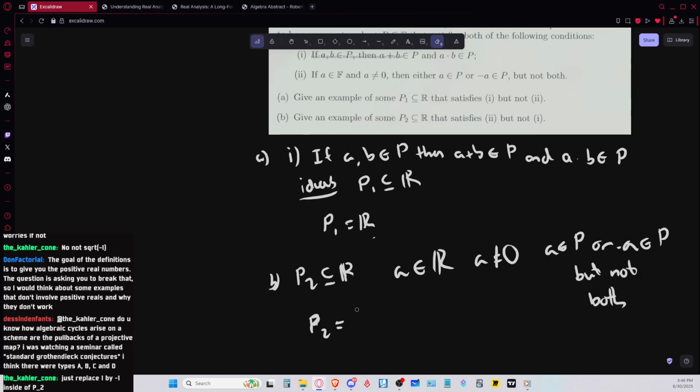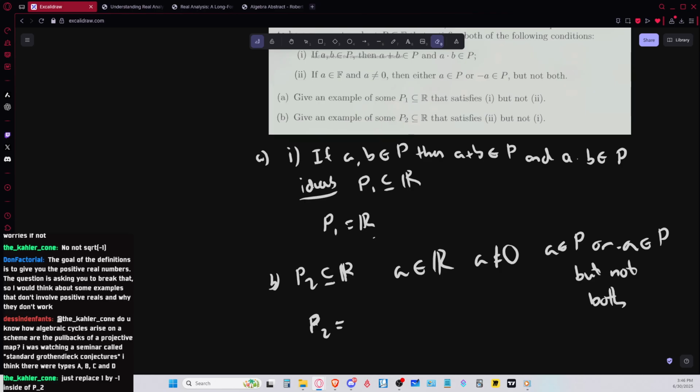Do you know how algebraic cycles arise on a scheme? Pull back and project the maps. I was watching a seminar. So, ooh, interesting.